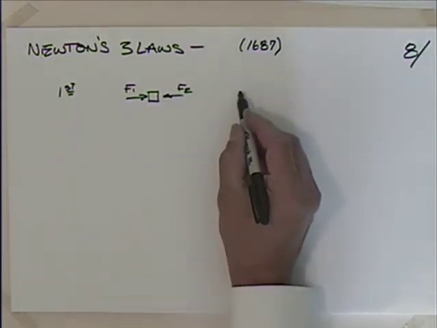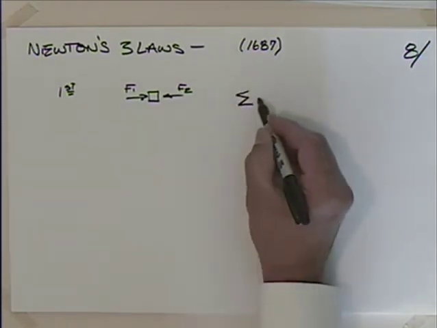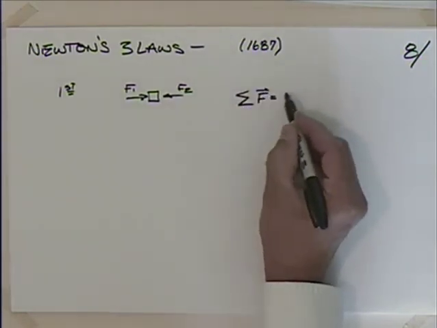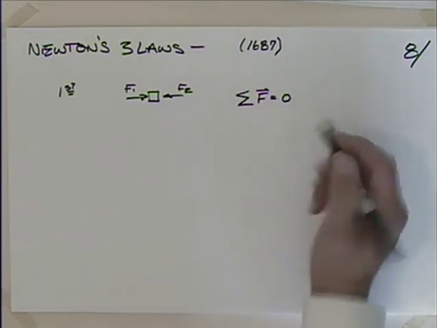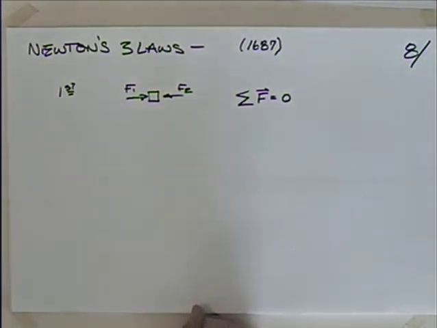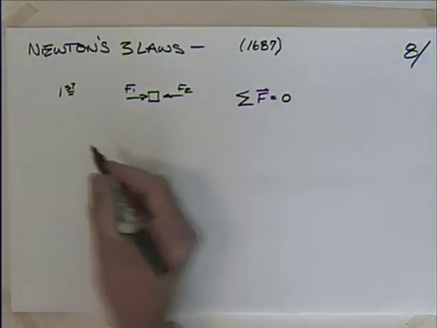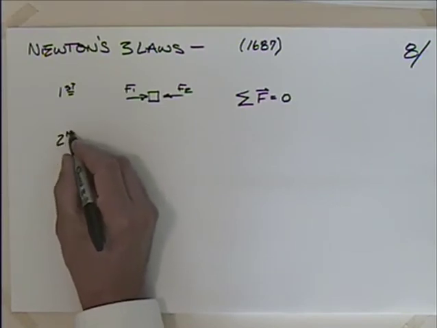This gives us the equation that we'll be using eventually in equilibrium, where the sum of the forces is equal to 0. That's our nice equilibrium equation. Now, if we want to deal with acceleration, we can go to the second law.